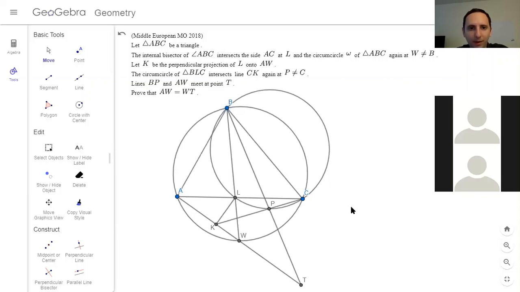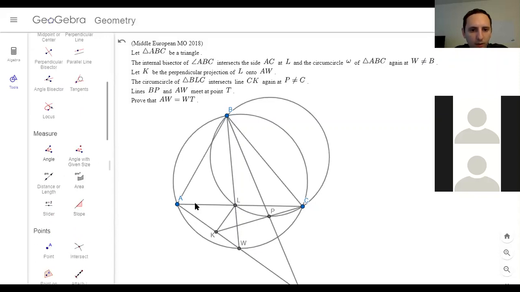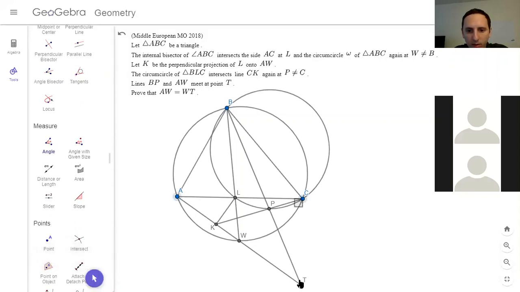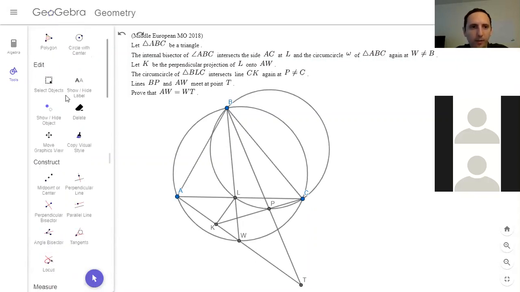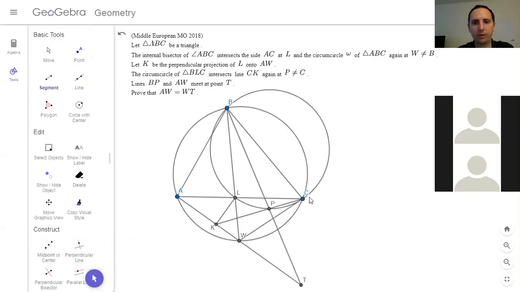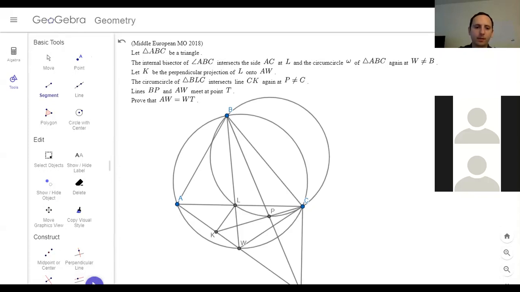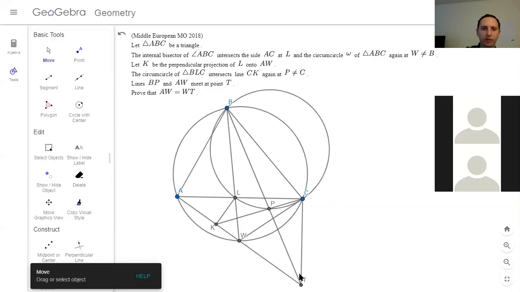Okay, so let's see. ACT equals 90. Yeah, because AW is equal to CW. So it suffices to show angle ACT is 90 degrees. That makes sense. Yeah, exactly. If we can show that that's a right angle, that's one way to do it.